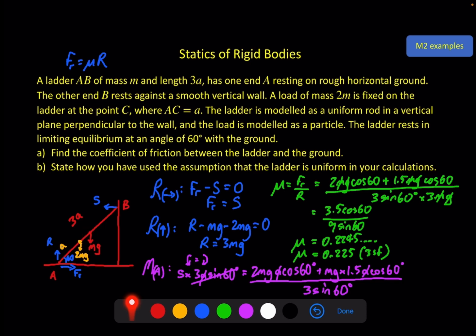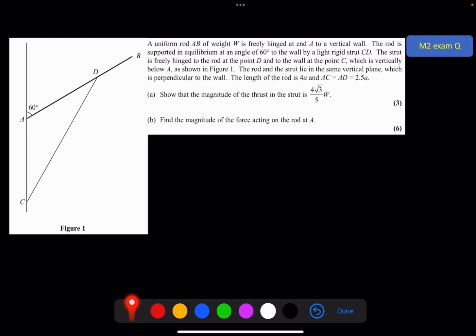Okay, that's it for the examples in the textbook. I wanted to do 2 exam question examples as well though, because of this phrase here, freely hinged. So here we've got a uniform rod AB of weight W, and again the fact that it's uniform means we can put W at the midpoint of AB. It is freely hinged at A to a vertical wall.